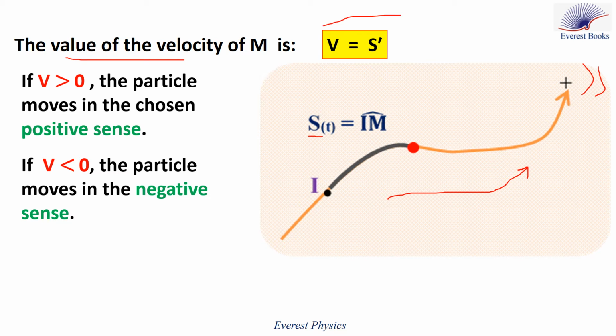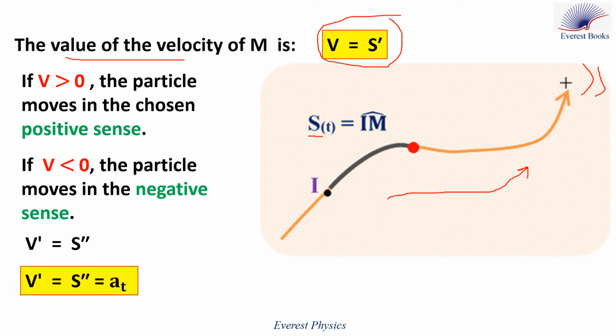Now consider this equation. We want to differentiate it with respect to time. The derivative of v with respect to time is v prime, and the derivative of s prime is s double prime. But what is v prime? v prime is the value of the tangential acceleration. Therefore, the value of the tangential acceleration is the second derivative of s with respect to time.